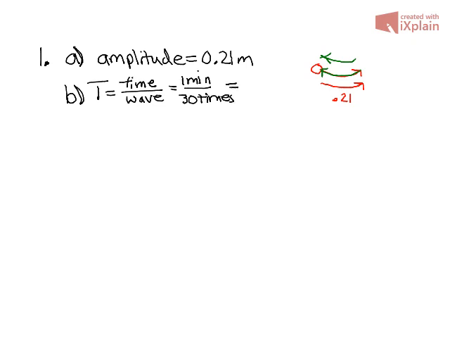And so we're going to convert our minute to 60 seconds and then write our 30 times again. And so we're going to have 60 over 30, and that'll end up being 2 seconds for our period, so 2 seconds per wave.